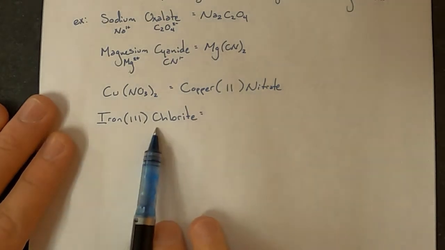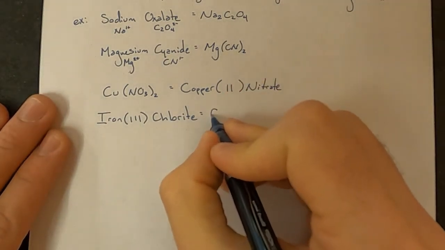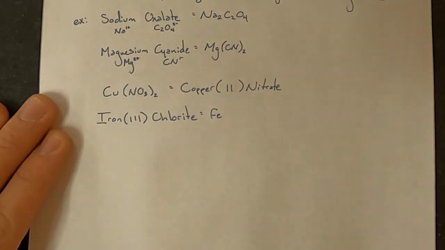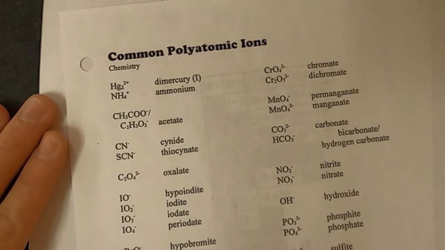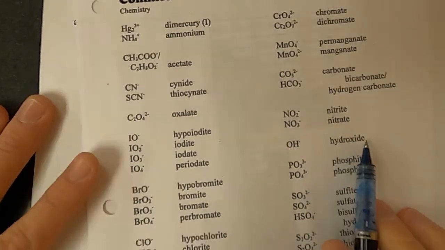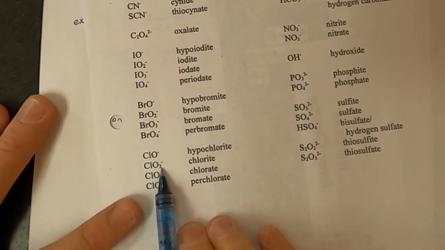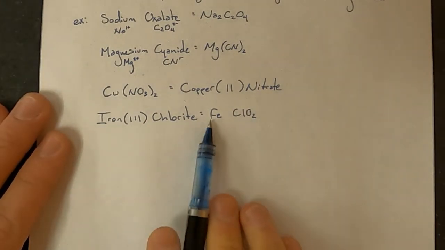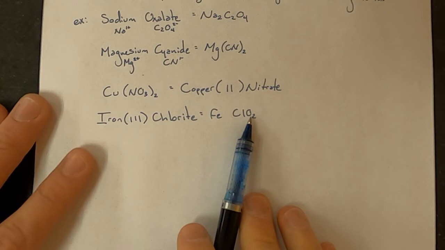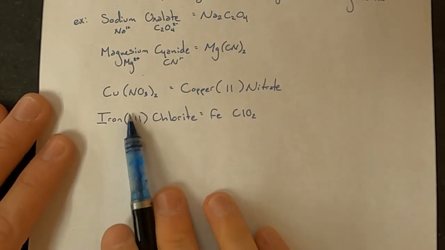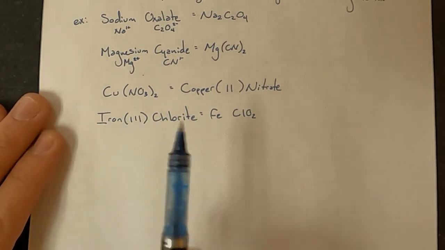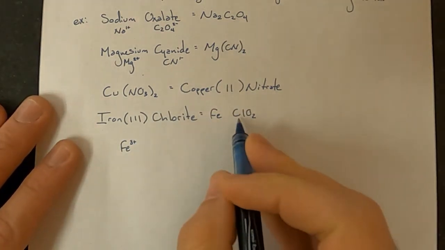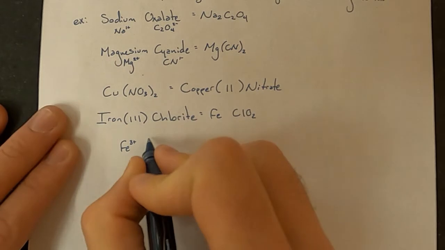Iron(III) chlorite. We know that iron is Fe. Chlorite, we can find it on our list of polyatomic ions. It's ClO2 with a 1- charge. The question is, for these charges, how many of each would we need? The 3 here tells us that the iron has a 3+ charge. Chlorite, from our list, is ClO2 with a 1- charge.